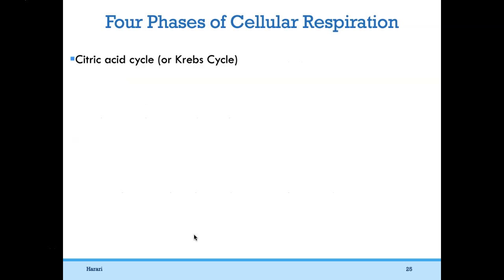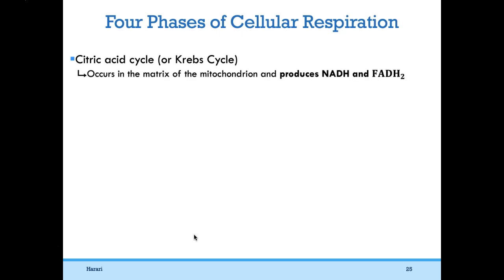The main phase of cellular respiration, the one that requires oxygen, is called the citric acid cycle. This is the one you should definitely be familiar with. This is also known as the Krebs cycle. The citric acid cycle occurs in the matrix of the mitochondrion and produces lots of NADH and FADH2. So what the citric acid cycle is going to do is oxidize molecules in order to reduce NAD+ and FAD into these high energy electron carriers.